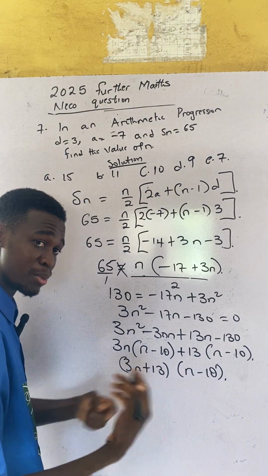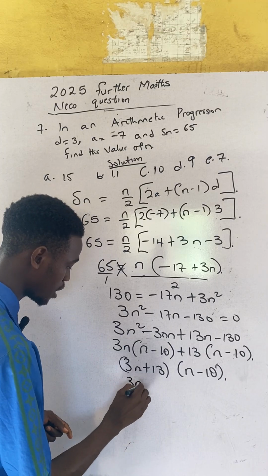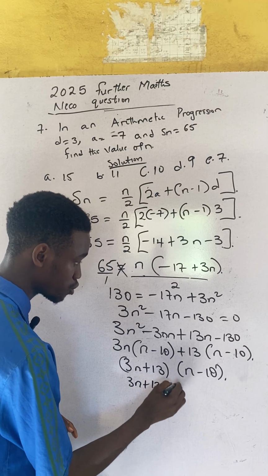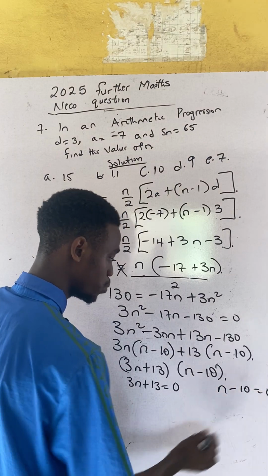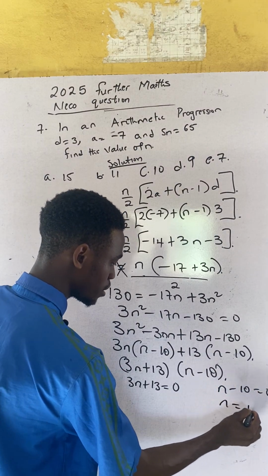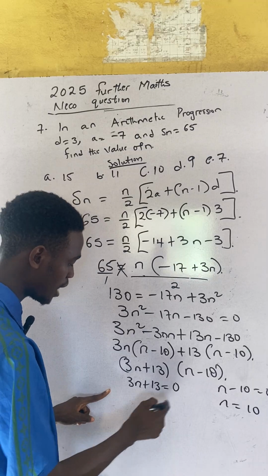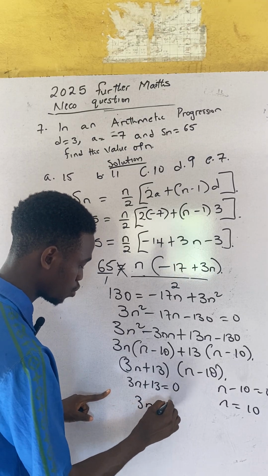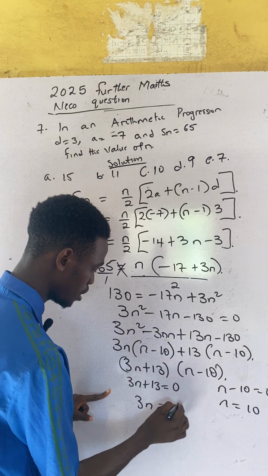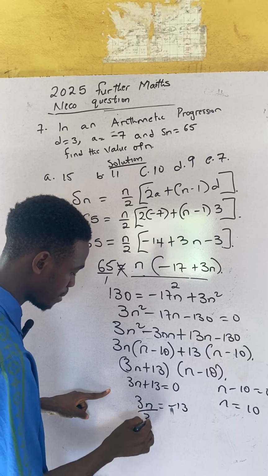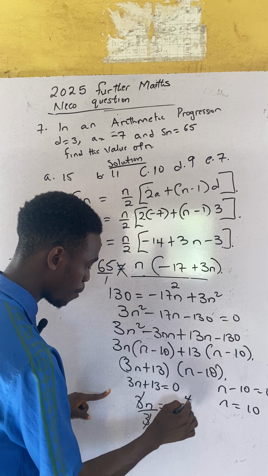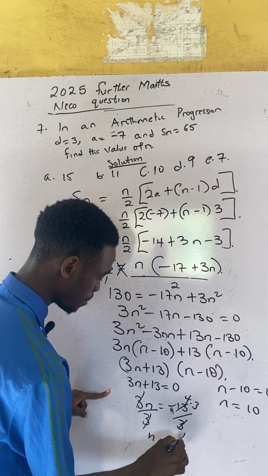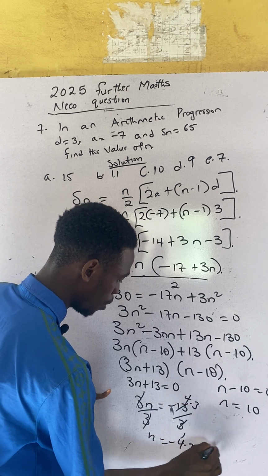So we all know that this will automatically become 0. So this will be 3n plus 13 equals 0, and n minus 10 equals 0. So our n here is equal to 10. When we collect like terms, we have 3n equals minus 13. So when we divide both sides by 3, our n is equal to minus 4.3 or 10.